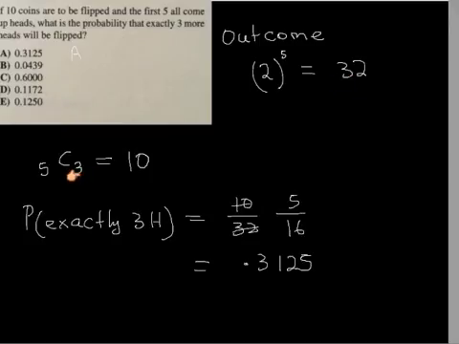The number of ways in which you can get 3 heads out of 5 flips is 3 chosen from 5, and on your calculator you can get 10. Please view my video on permutations and combinations to see how this is done. The probability of getting exactly 3 heads is the number of ways in which you can get 3 heads out of 5 flips, which is 10, divided by the total outcome, which gives you 5/16. Plug that in your calculator and you get 0.3125.